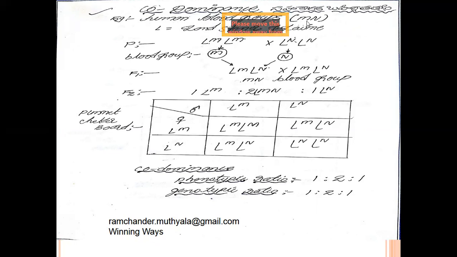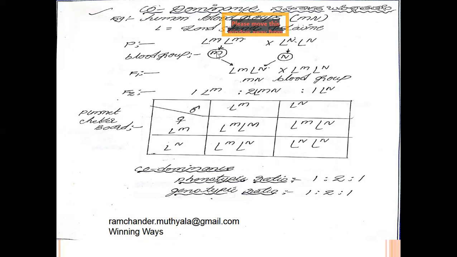They are rare blood groups, the MN blood groups. These MN blood groups were first identified by the scientist Landsteiner. The parental human beings contain the L^M L^M genes, and these human beings are crossed with L^N L^N blood groups. These two blood groups are in homozygous condition.